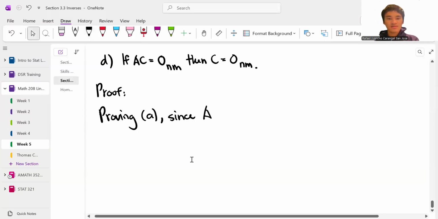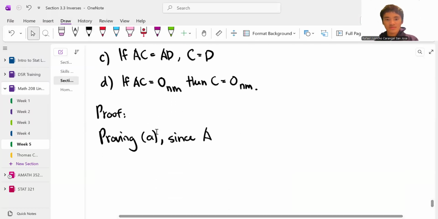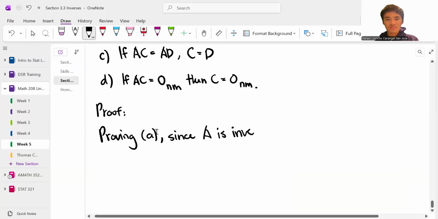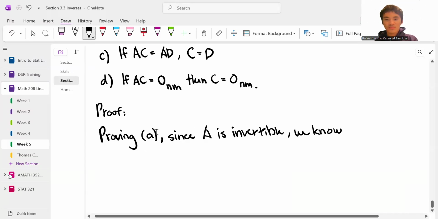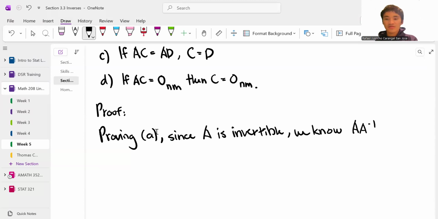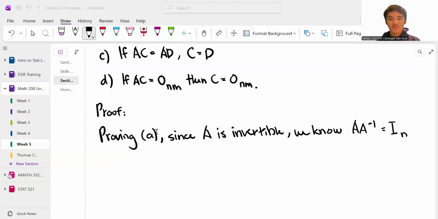Since we say that A is invertible, and if it's invertible, we know that if we multiply the regular A with its inverse, it's just going to be an identity matrix I sub n, assuming that A is n by n. No, it is n by n. So its inverse is also a square matrix n by n. And multiplying those two gives us an I sub n.